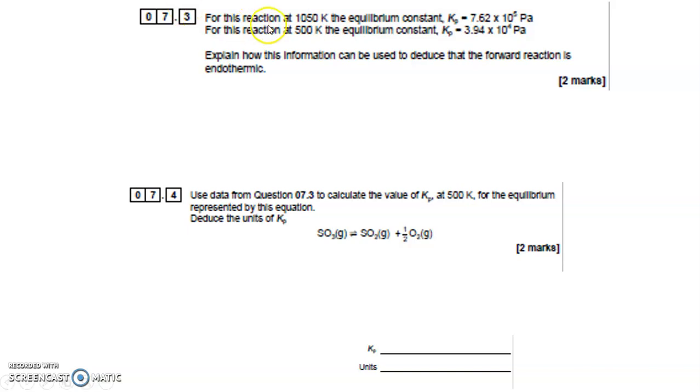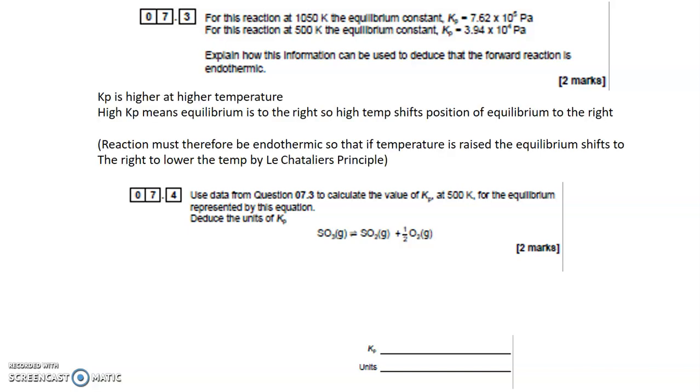So that's proving, therefore, that at the higher temperature there are more products, it's moving to the right hand side, and it must be endothermic because Le Chatelier's principle says if I raise the temperature, it will go to the right hand side and lower that temperature because it's endothermic. The easiest way of saying that is Kp is higher at higher temperature. High Kp means the equilibrium would shift to the right to try and lower the temperature by Le Chatelier's principle.